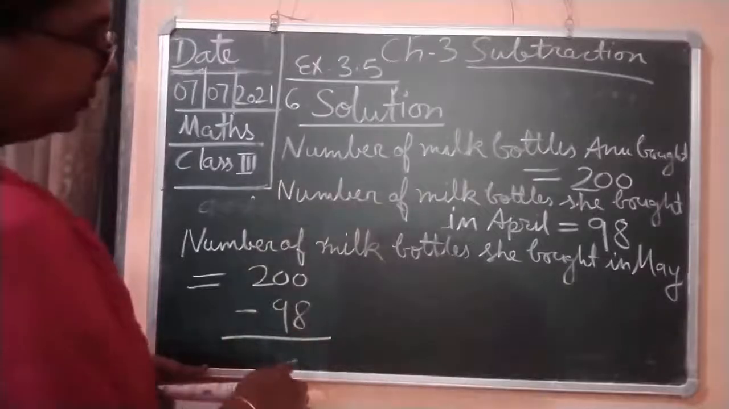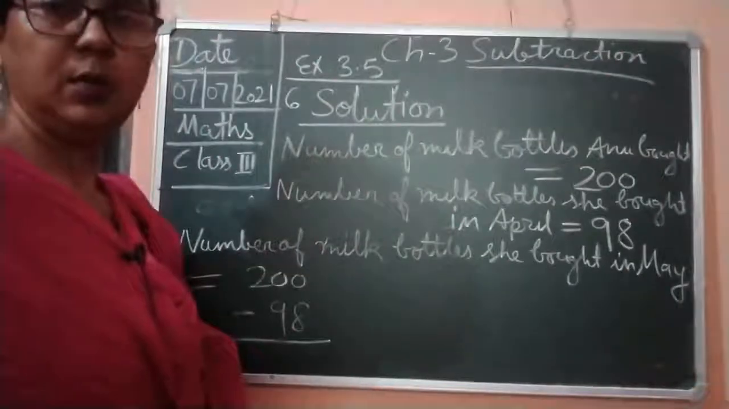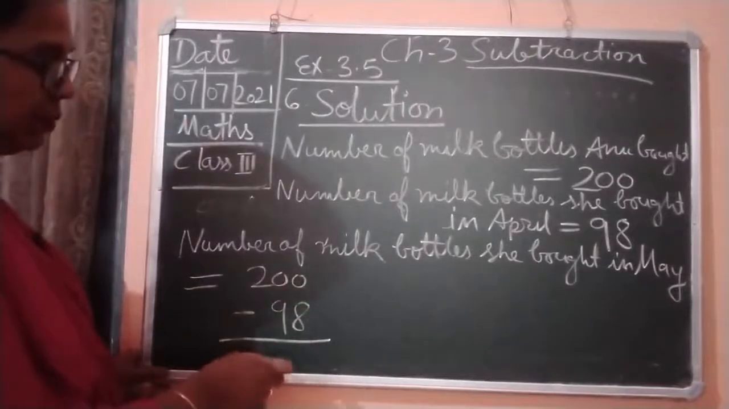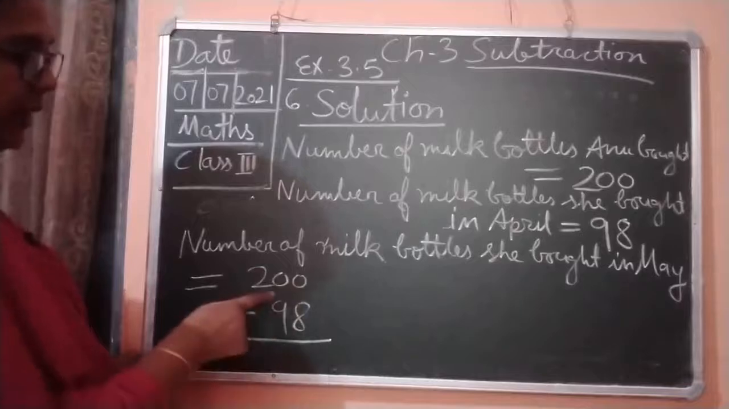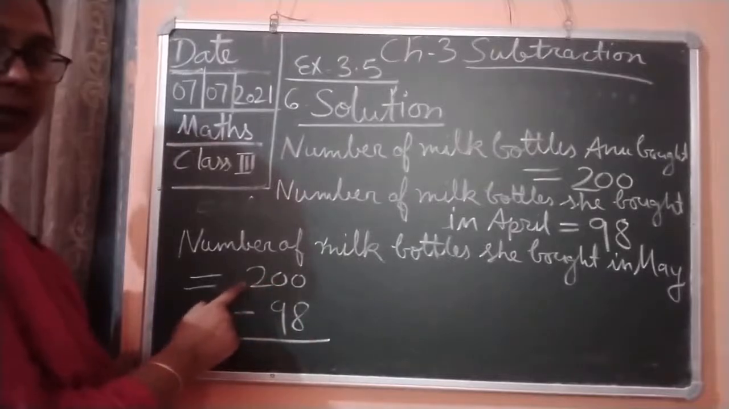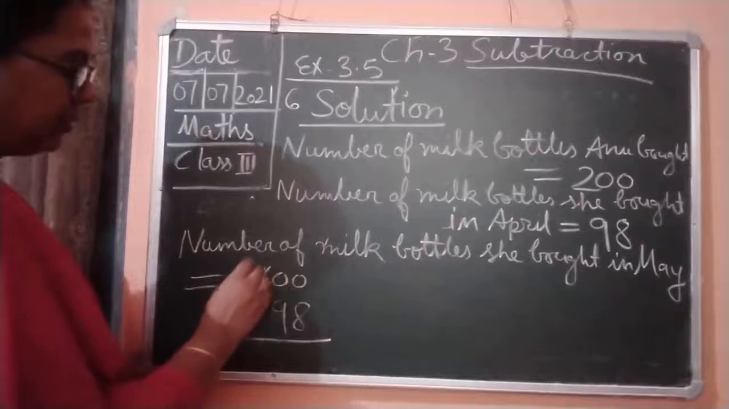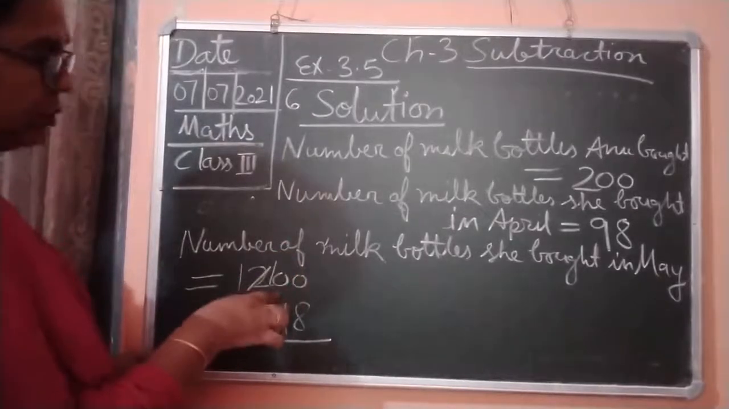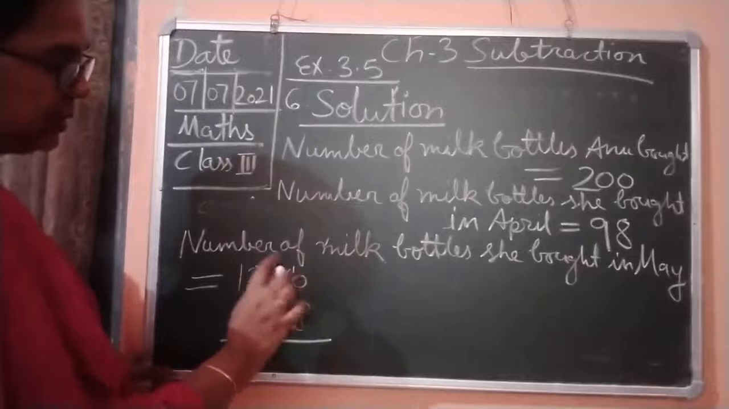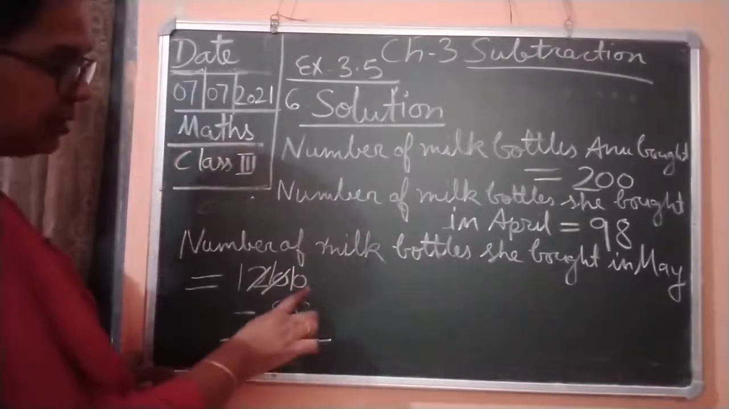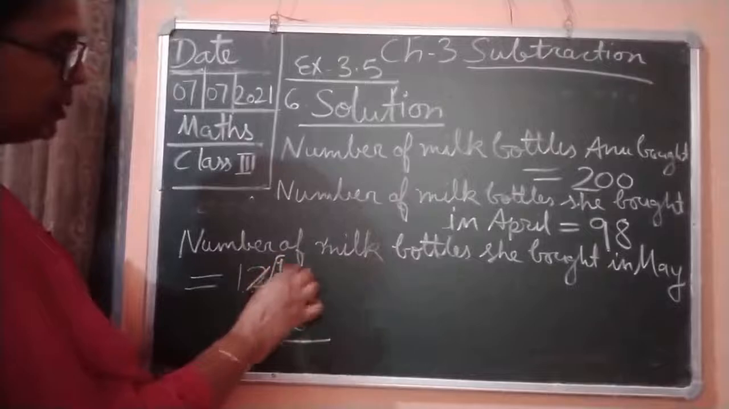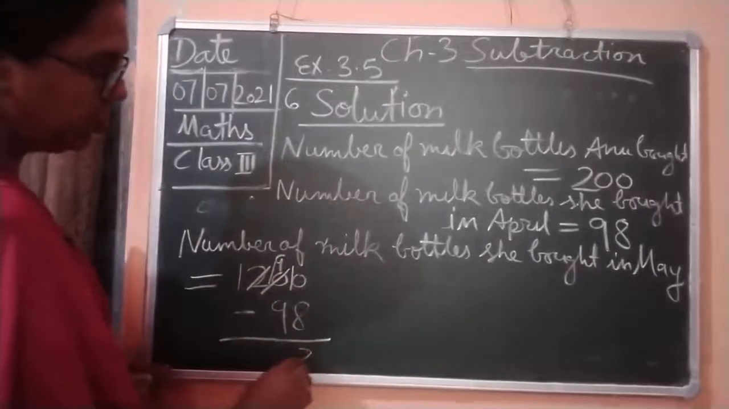So what will we get? Here children you can see, let's subtract. Here you can see 0 is there. So what will we do? We will ask for help. Again at the tens place you can see 0 is there, so it will also ask help from the 100. So 100 will give 1 to this tens, and tens will give 1 to this 0 ones. So now it has become 10 ones and 8. So we have to subtract 10 minus 8. So we will get 2 over here.